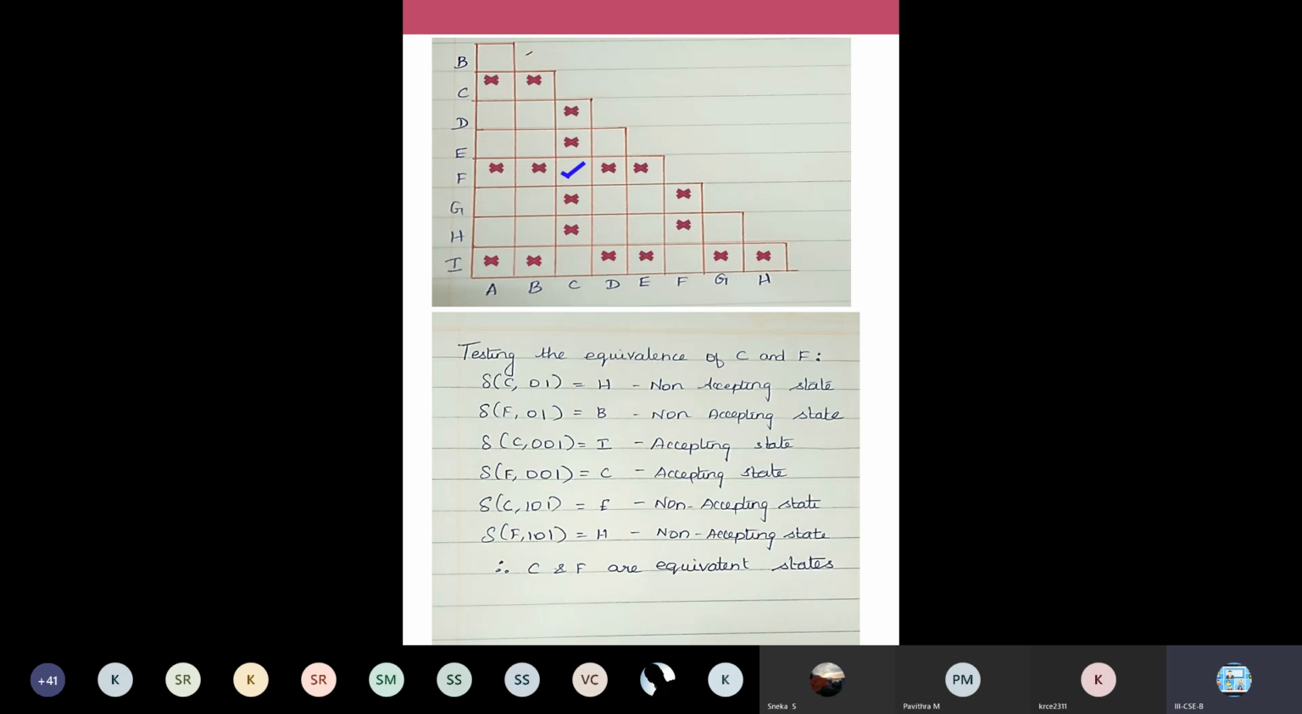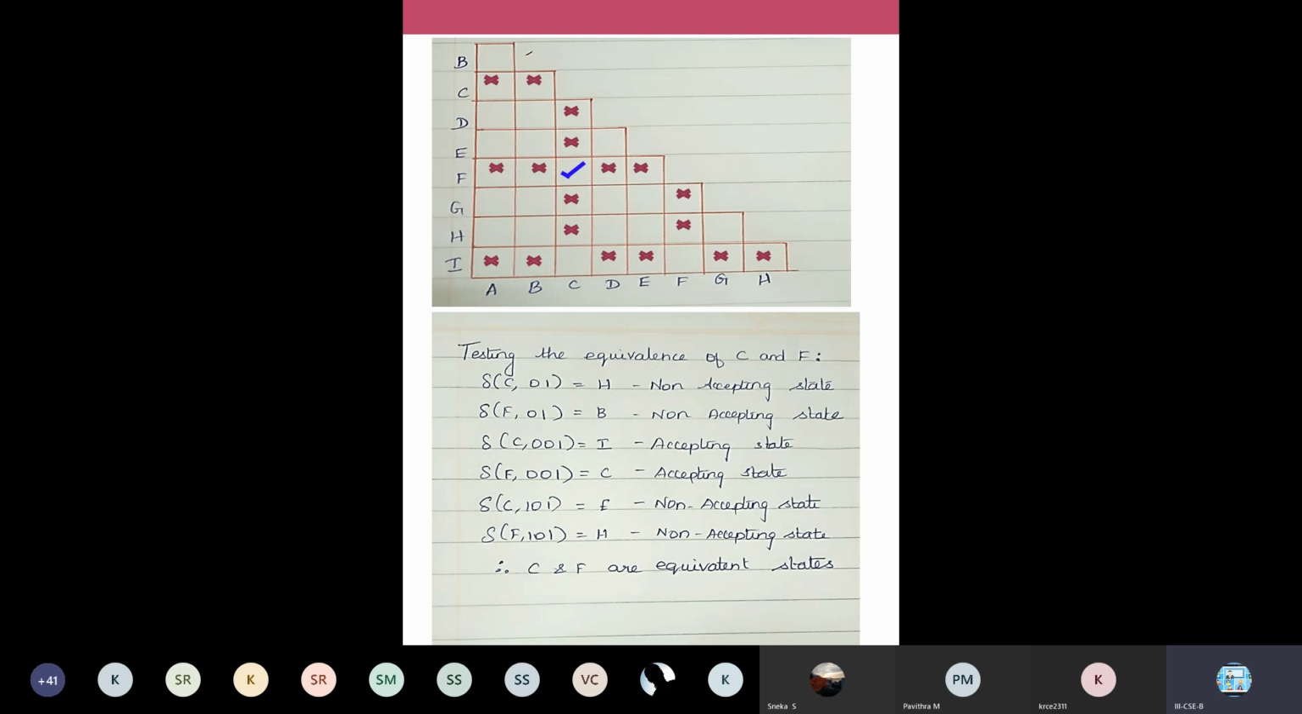If you're applying string 101, apply 101 on both C and F. You analyze your diagram. In C, on applying 1, you go to H. On giving 0 from there, you go to I. Once again, on giving a 1, we go to E. So it is a non-accepting state. The same string you apply on F also. On giving the first 1, we go to B. On giving a 0, you go to C. And on giving another 1, we go to H. It is a non-accepting state. So in both the cases, the transitions are non-accepting.